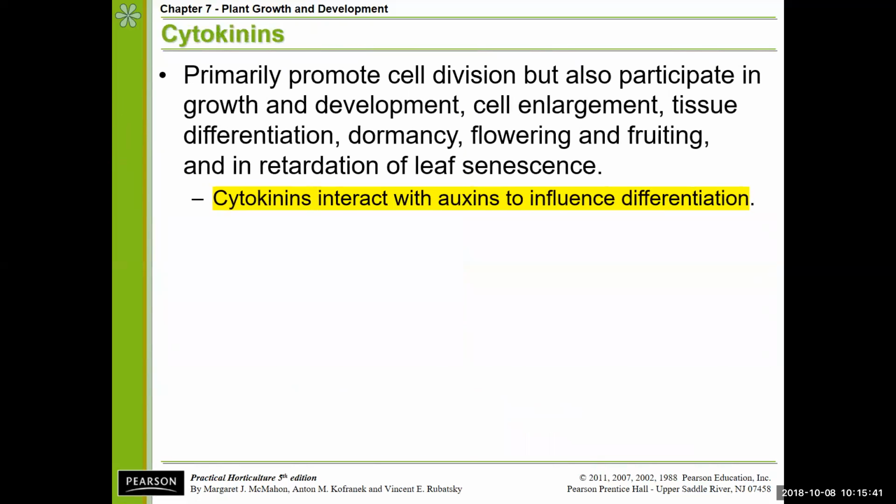The next class are the cytokinins, and they promote cell division, but also do some growth and development, cellular enlargement, some tissue differentiation, as well as some dormancy. They basically do a little bit of everything. But we often look at them as interacting with auxins to influence the differentiation of plant tissues. And it's the ratio of cytokinin to auxin that causes plants to put more of their energy in rooting or shoot development.